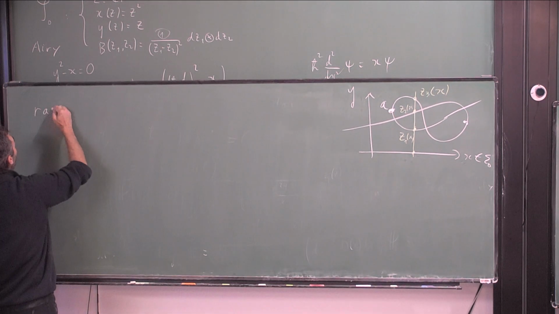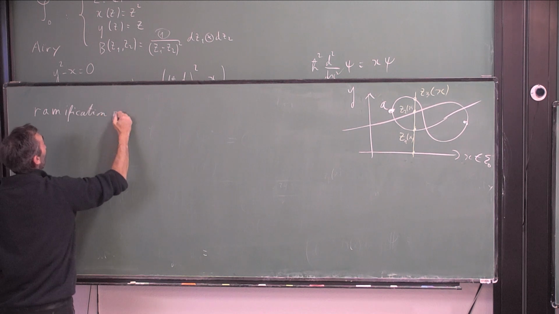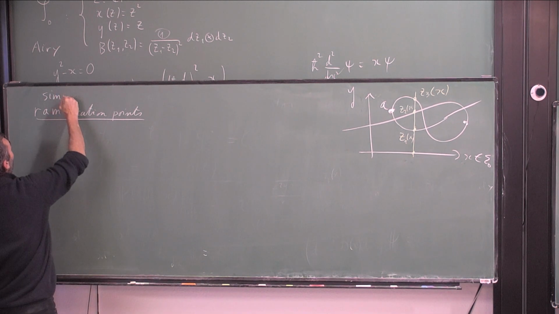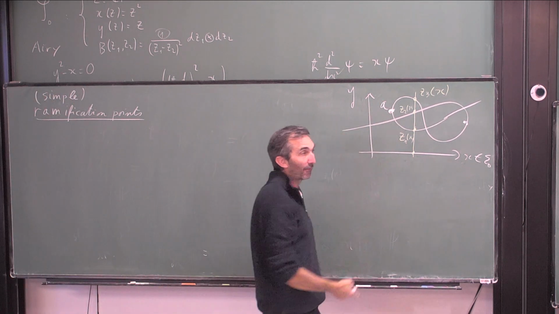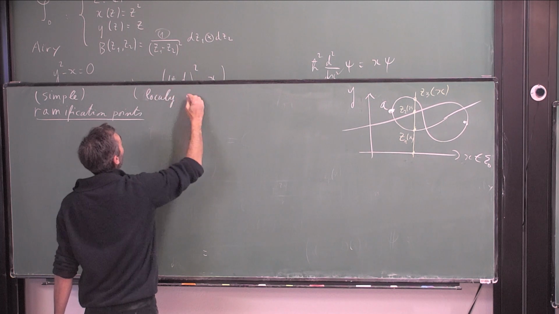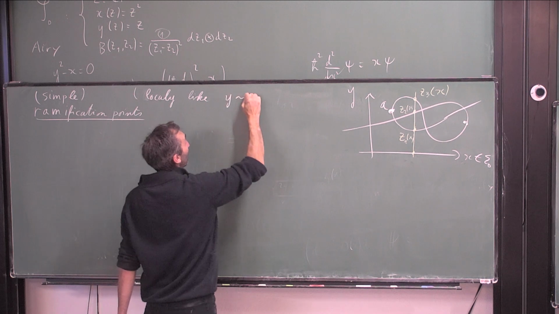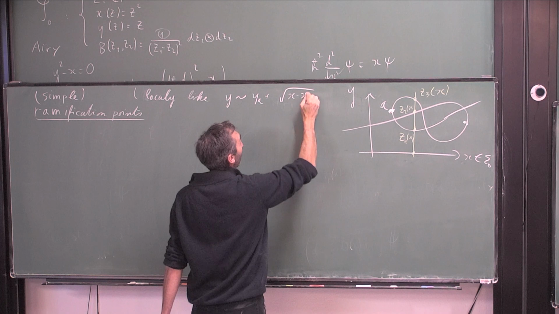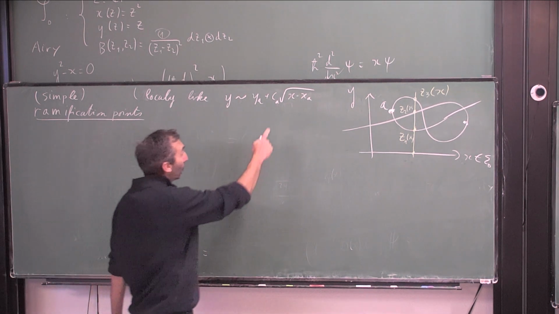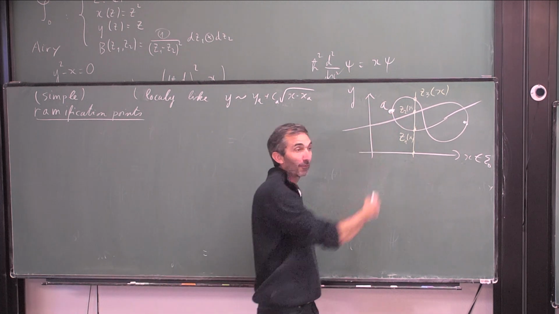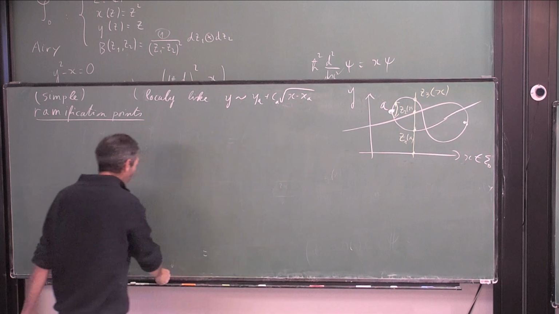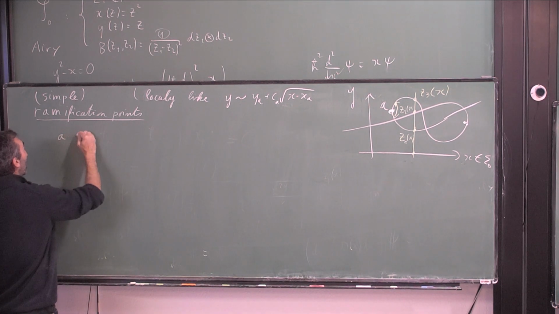I will not enter really into the details, but I will stick only to simple ramification points. That means exactly two branches meet, and locally it looks like a square root. So locally, y behaves like ya plus square root of x minus xa. If you use the coordinate square root of x minus xa, it's a good local coordinate near the ramification point. And what I just need to say is that there is an involution that exchanges the two branches.